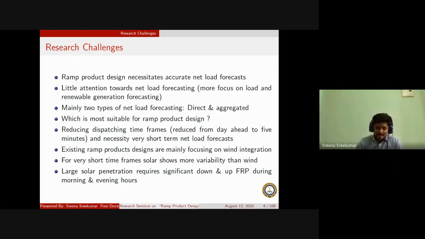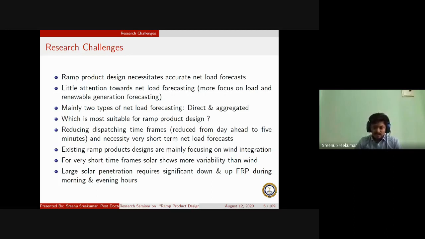And another is that existing RAM product designs are mainly focused on wind integration, because these FRP markets were introduced in the US or European scenario. Their wind integration is more than solar integration. But countries like India have more solar integration, and we planned around 175 gigawatt by 2022, and out of that 100 gigawatt from solar generation. So we have to focus on such systems also. For a very short time frame, solar is more variable than wind.